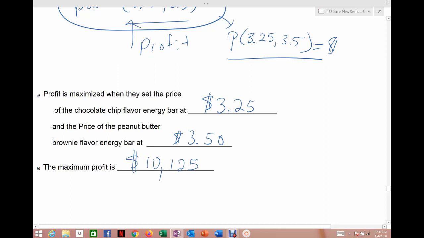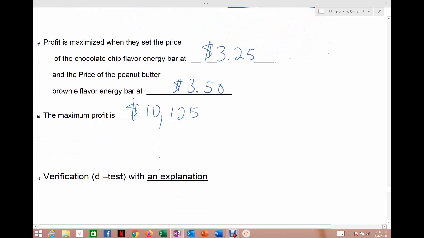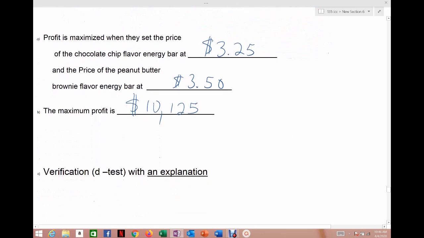All right, so if we set the price of chocolate chip to $3.25, they'll sell so many. Peanut butter to $3.50, they'll sell so many. When they sell them, they'll earn a profit of $10,125. And now to make sure that that's true, right? I'm making those statements. Those are my optimum values. Well, now I should make sure and verify and prove that it is the case.